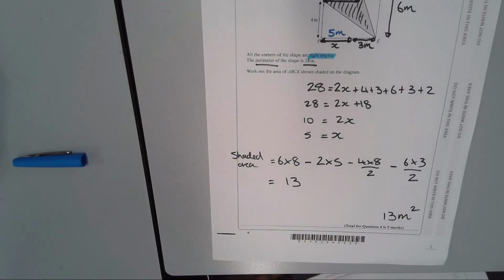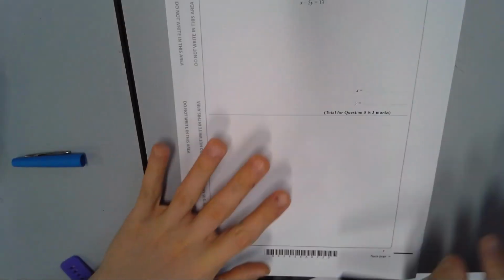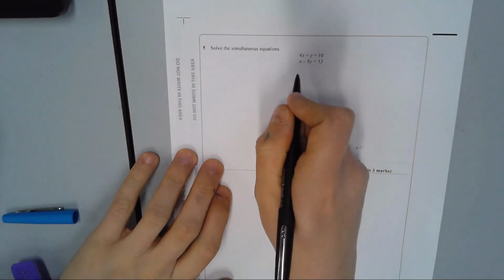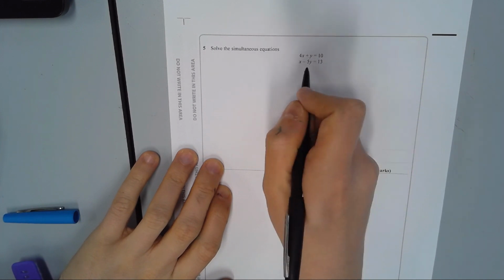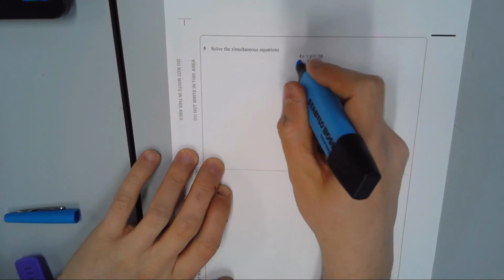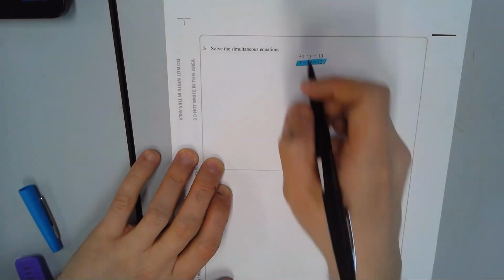Okay, next question. Simultaneous equations. Okay. Obviously, you'll know from your lessons that there's a number of different ways we can solve these. I am going to rearrange the second equation. I'll highlight it. So that x is the subject, and then I will substitute it into the first equation.